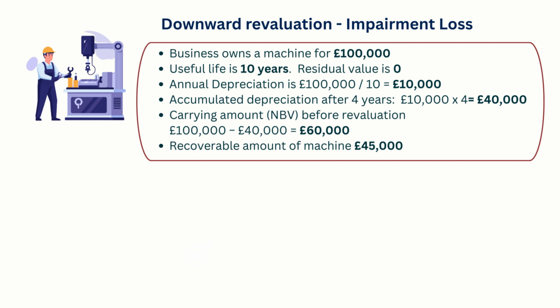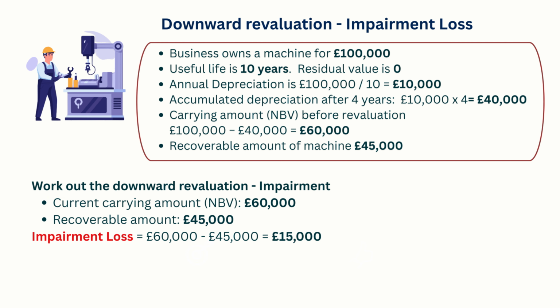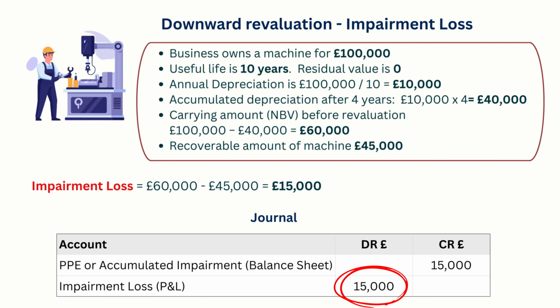Due to technological obsolescence, the recoverable amount of the machine is assessed at $45,000. Because the carrying amount is $60,000 and the recoverable amount is only $45,000, we must recognise an impairment loss. Impairment loss is $60,000 minus $45,000 equals $15,000. Impairment is recognised as an expense in profit or loss.